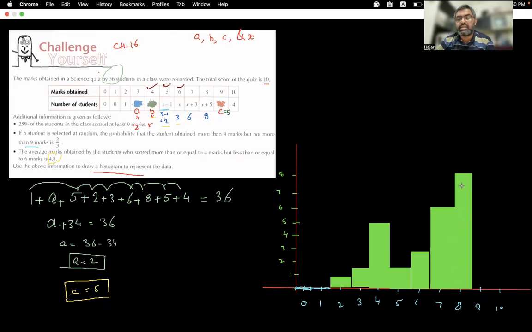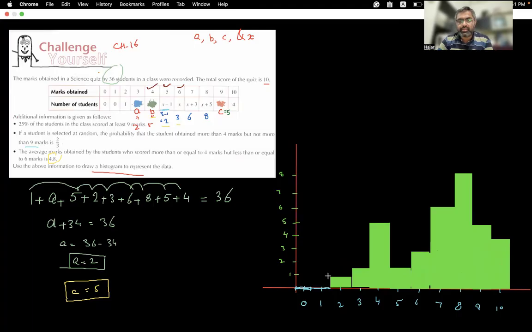So while drawing, the widths may be a little bit off, less or more, but in general, all bars should have the same width. The last, second last: 5 students have got 9 marks. So 5 is over here. So this comes like that. And 4 students have got 10 marks. Just like this. So this is our bar graph.